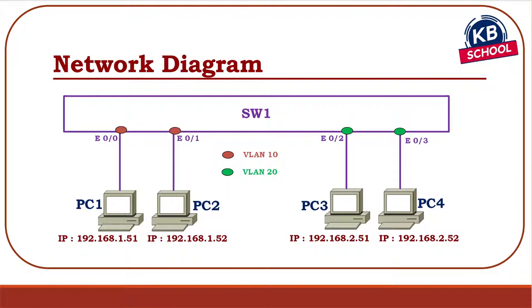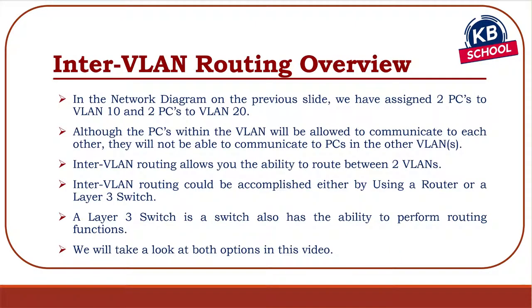First thing, the inter-VLAN routing overview. What is it all about? In the network diagram in the previous slide, we have two PCs assigned to VLAN 10 and two PCs in VLAN 20. We saw that. Although the PCs can talk within the VLAN because they're in the same VLAN, same network, they will be able to talk to each other, but they will not be able to talk to other PCs in the other VLANs, because in order to connect from one network to the other network, the device that allows me the ability to do that is your router. And I don't have a router right now.